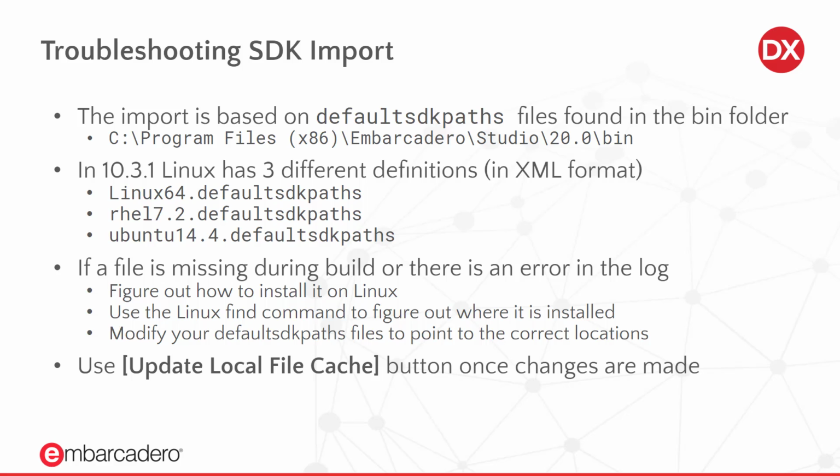What I've done before, and it's worked, for example, if a new version of a platform comes out and the import doesn't work anymore, all you need to do is use, for example, the find command to figure out where that file's at. If it's not on your target system that you're trying to import the SDK from, you need to figure out how to install it. Once you've got it installed, if it's still not in the right spot, then you can modify the default SDK path file. It's just an XML file. You can go in and modify it to point to the correct location.